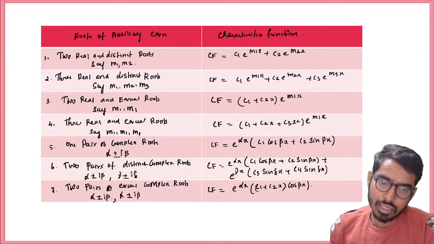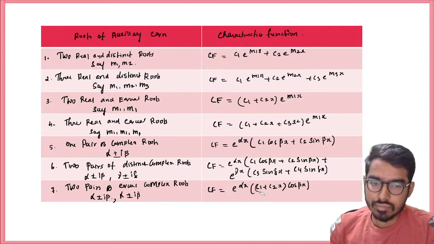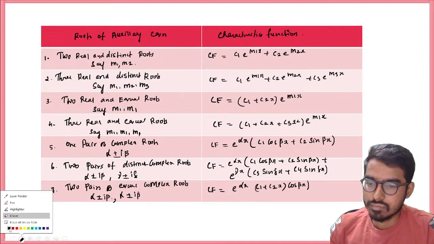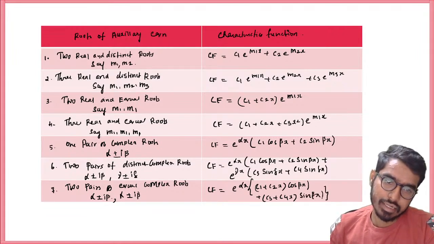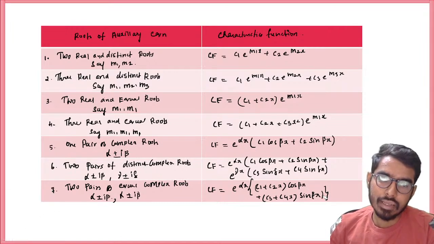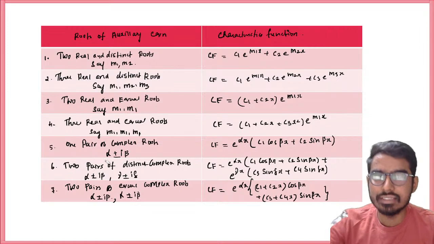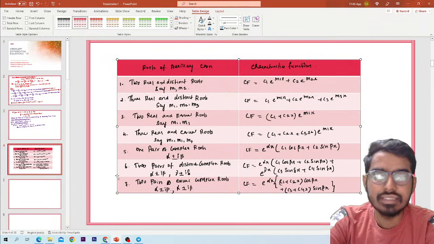into cos beta x, plus c3 plus c4 x into sin beta x, right? These are the solutions for the complementary function. If you understand this table, problem solving is very easy. So you understand these seven parts, right?